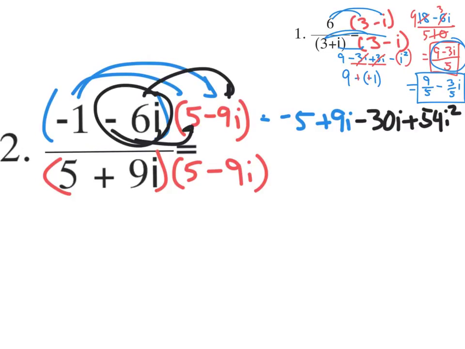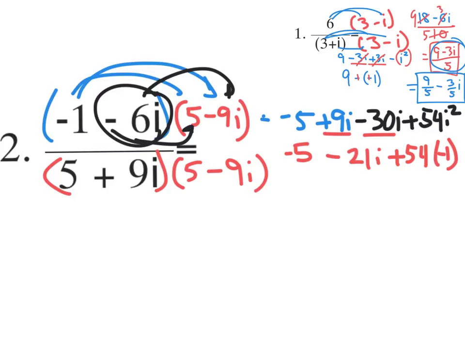I'm going to combine the like terms, the i values, 9i minus 30i. That'll give me a negative 21i. And the negative 5 comes down. And what else? I have a 54i squared. I squared is really a negative 1. So I really have a 54 times negative 1. So what do I really have on the top?